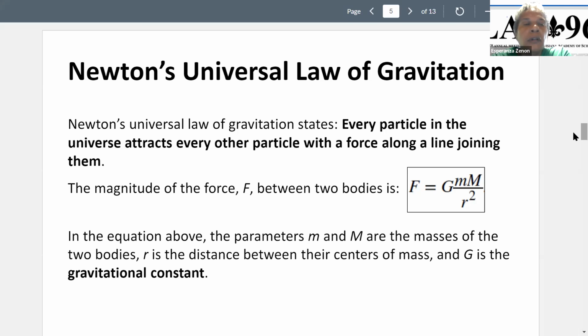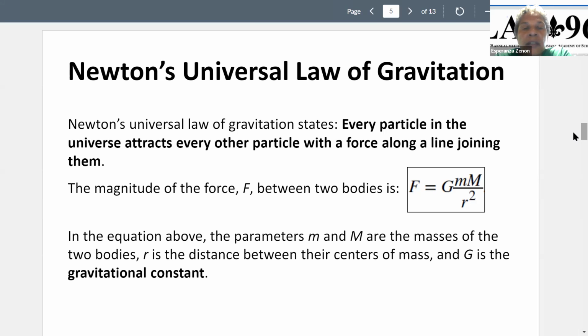So every particle in the universe attracts every other particle in the universe with a force along a line joining them. So if we take any two objects, any two particles, and we draw a line between them, each one is pulling on the other along that line with a force that's equivalent to, you see the formula given, right? I'll explain those parts in just a moment. But I want you to try to wrap your head around what they're saying, okay? So remember, we define gravity as this force of attraction between objects, right?